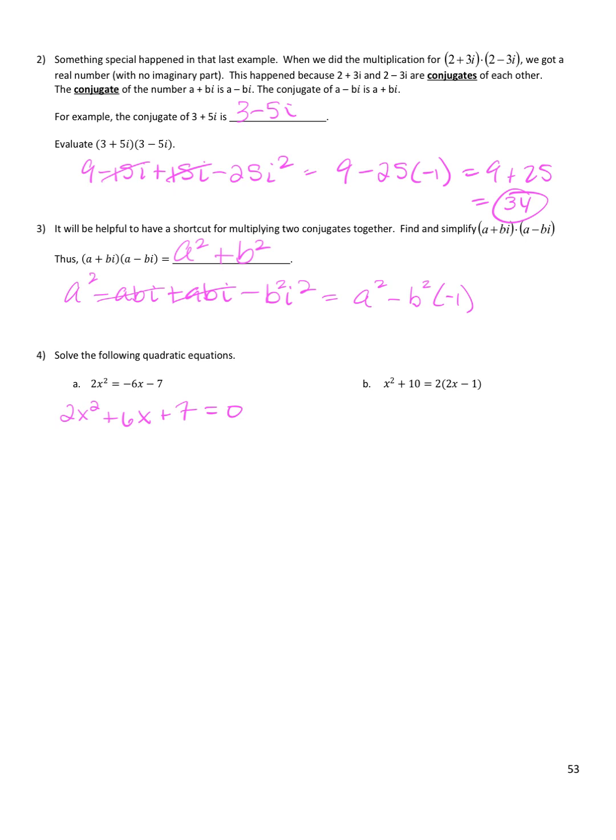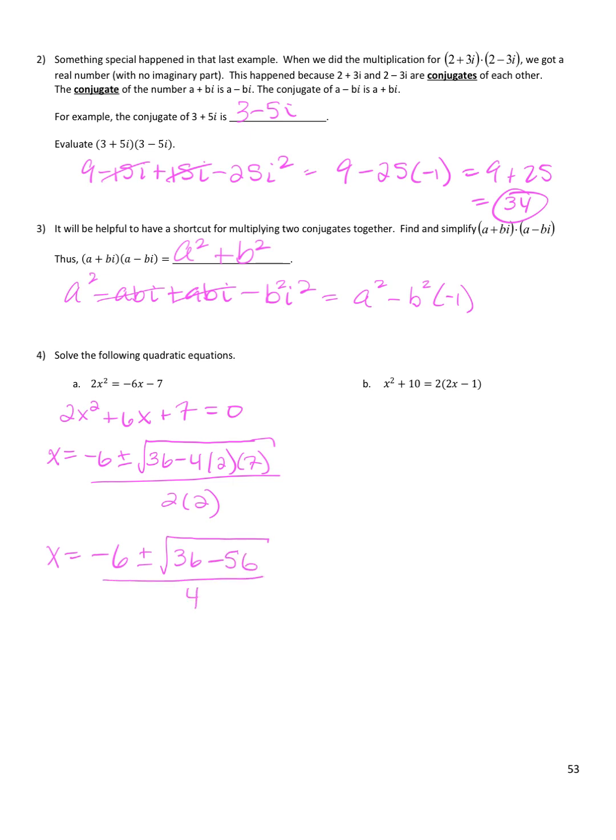And when I solve using the quadratic formula, I get negative 6 plus or minus the square root of b squared, which is 36, minus 4 times a times c, all over 2a. So negative 6 plus or minus the square root of 36 minus 4 times 2 times 7, which is 56, all over 4. So this is negative 6 plus or minus the square root of negative 20 all over 4.